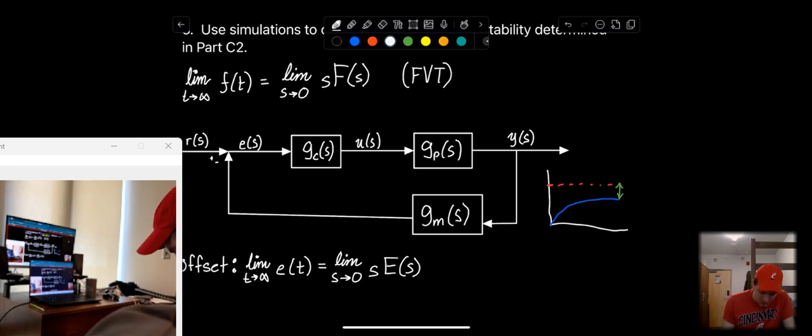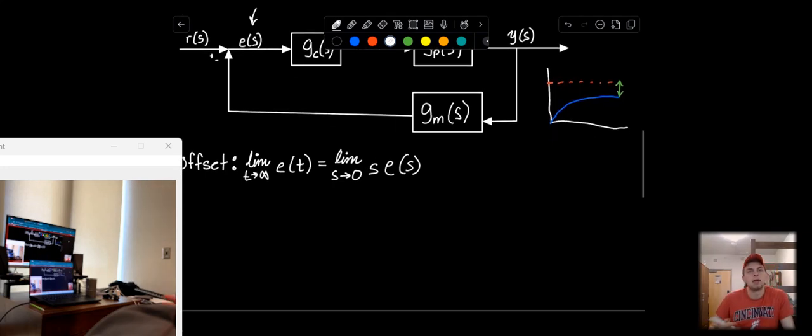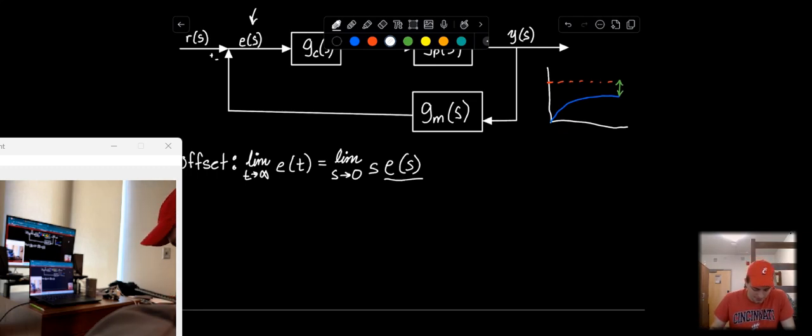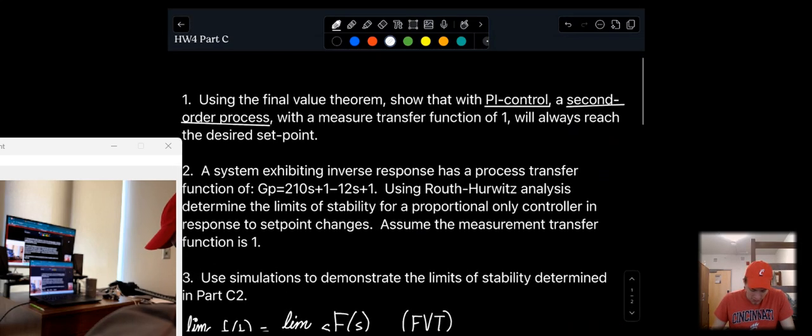And this capital is usually used for the Laplace domain. I'm not going to use it here because I didn't use it in our control block diagram. So we simply need to find our e of s function, and what we need to do with that then is multiply it by s and take the limit as s approaches 0 to find what our offset will be. And again, we are attempting to show that there will be no offset because we will always be reaching the desired set point, right?